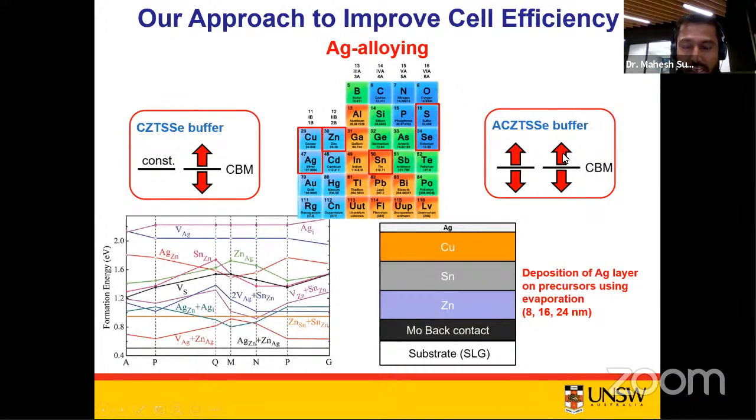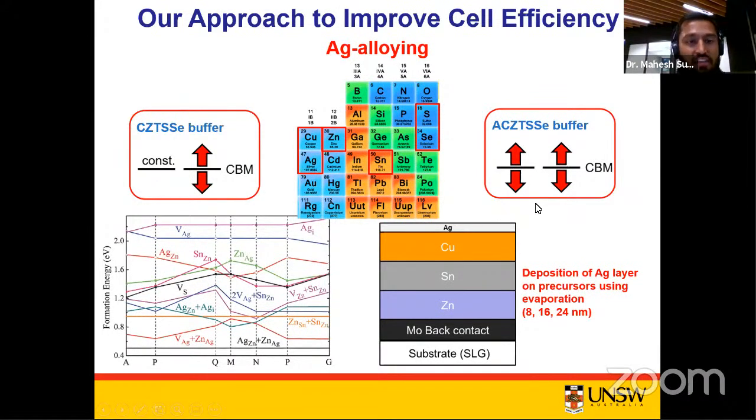So probably here you can see why we are using silver alloying in the CZT-SSC thin film solar cell, to overcome this large VOC deficit characteristic of the CZT-SSC thin films. The partial substitution of the copper site by silver in the kesterite system attracts the most attention and is usually considered promising because the radius of silver is 1.14 angstrom, which is substantially larger than that of copper, which is only 0.74 angstrom.